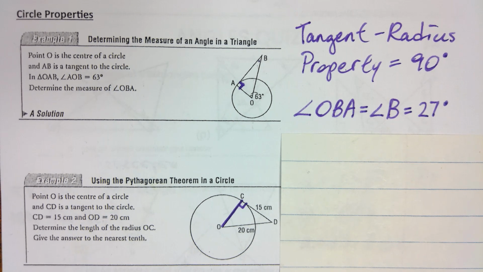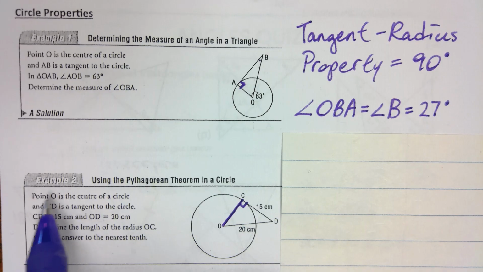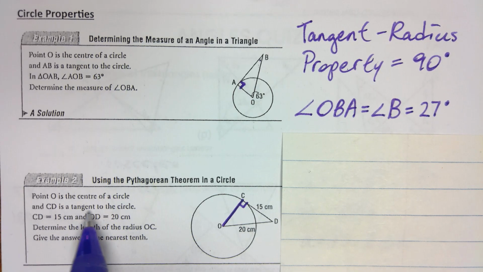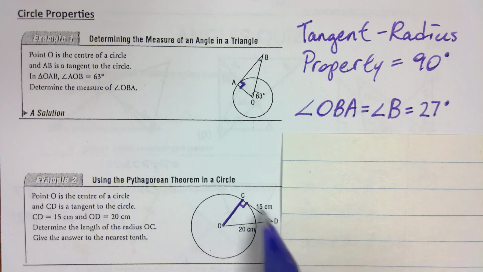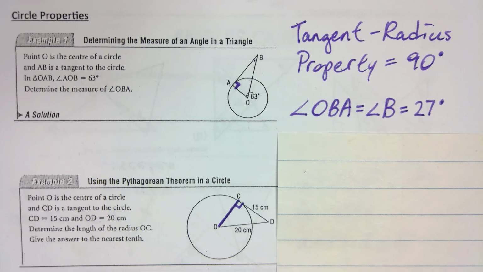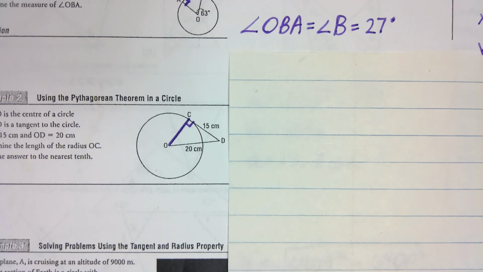Okay, example 2. So again, O is the center, CD is the tangent. Now, if I give you length this time instead of angle, length CD is 15 and length OD is 20. What is the length of the radius? So OC, what is the length of OC? Think about how to solve this one.